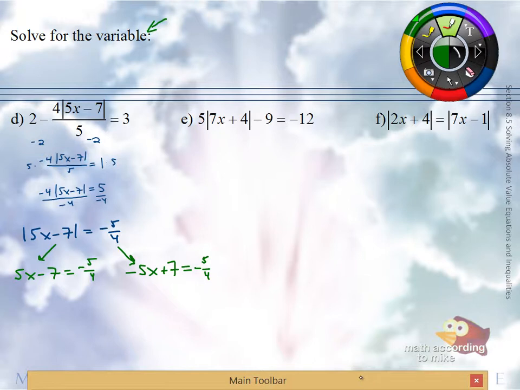So now we have lines, so we're going to our linear equations. Variable on one side, number on the other. So for the first one, I'm going to add 7. What is 7 minus 5/4? 23/4. And now dividing by 5, I get 23/20. Because you can think of dividing by 5 as multiplying by 1/5. So the 5 and the 4 makes 20.